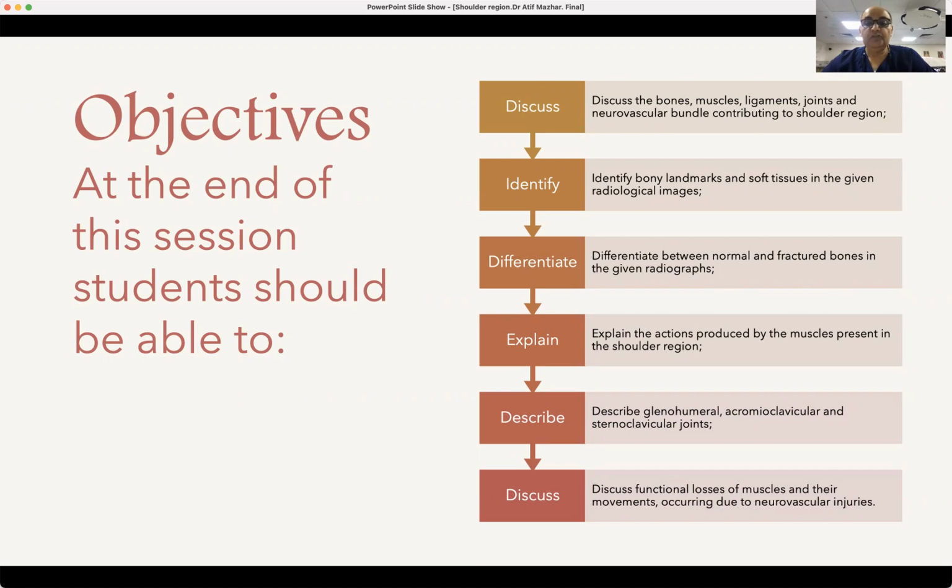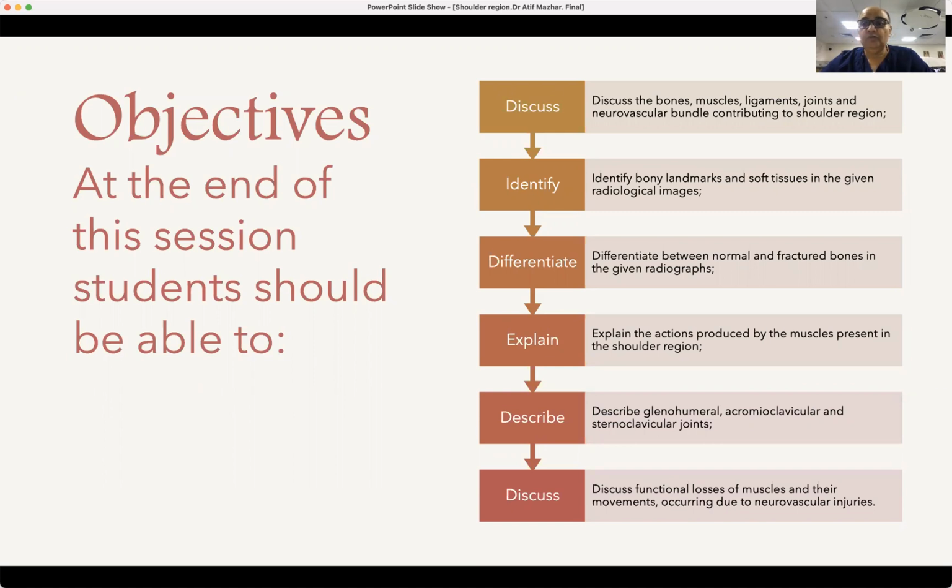And then we should be able to describe the joints. What joints will be covered within this region? The joints are the glenohumeral, which is famous by the name of shoulder joint, the acromioclavicular joint, and the last is the sternoclavicular joint. And in the end, we'll be looking at the functional losses of muscles which occur due to damage of the neurovascular bundle.